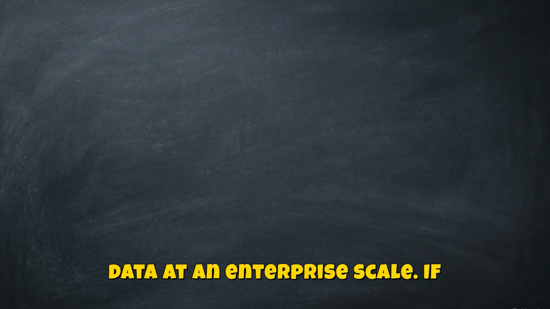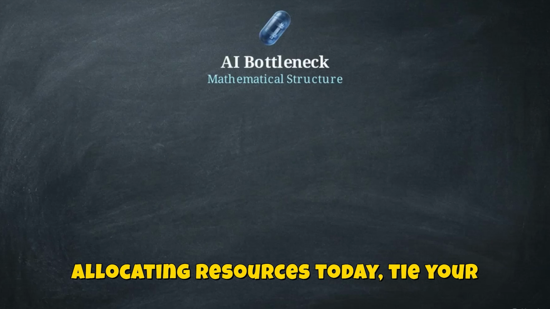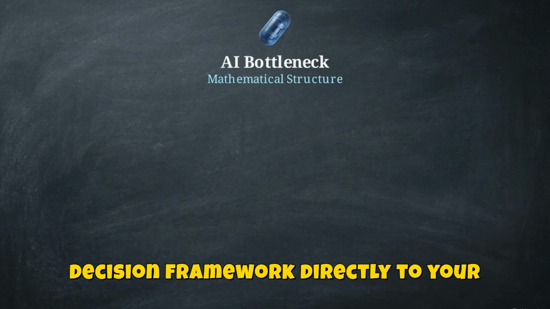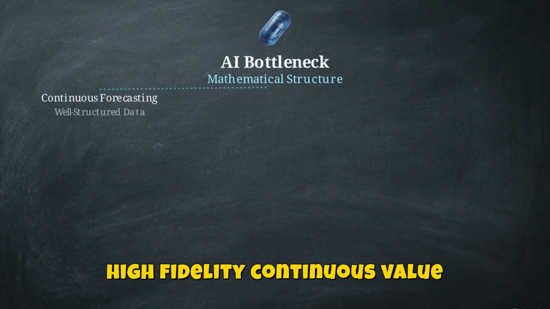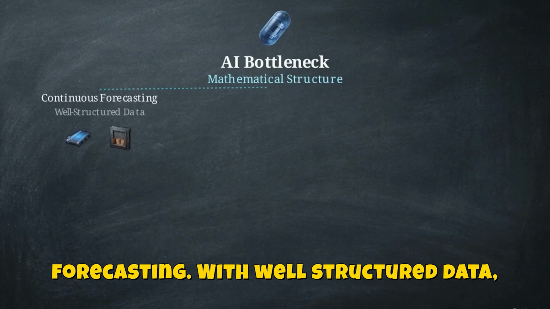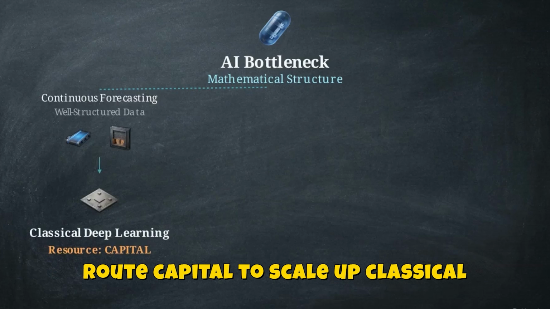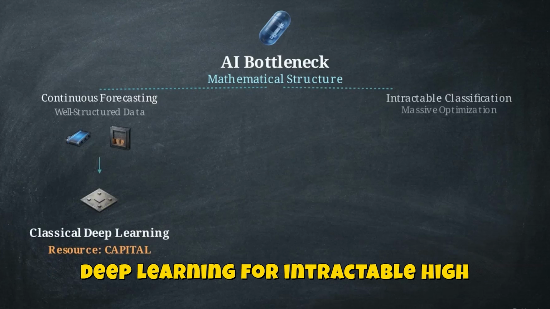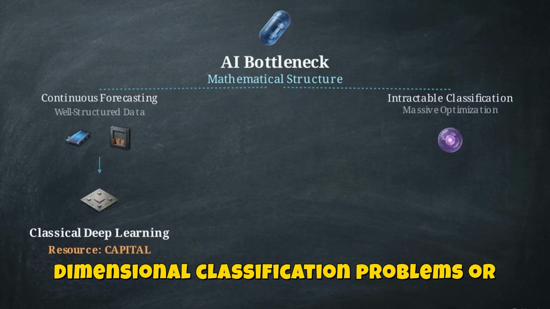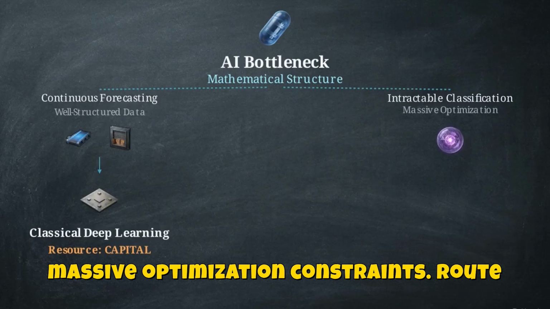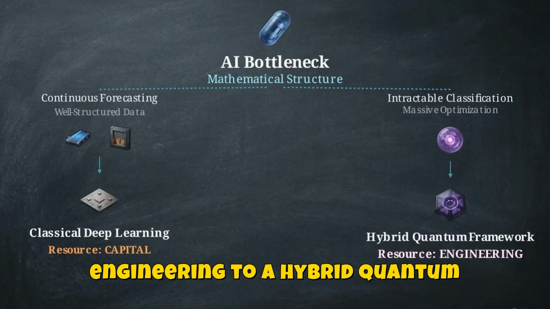If allocating resources today, tie your decision framework directly to your bottleneck's mathematical structure. For high-fidelity, continuous value forecasting with well-structured data, route capital to scale up classical deep learning. For intractable, high-dimensional classification problems or massive optimization constraints, route engineering to a hybrid quantum framework.